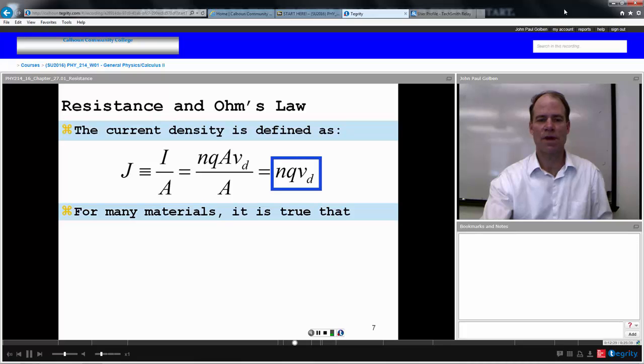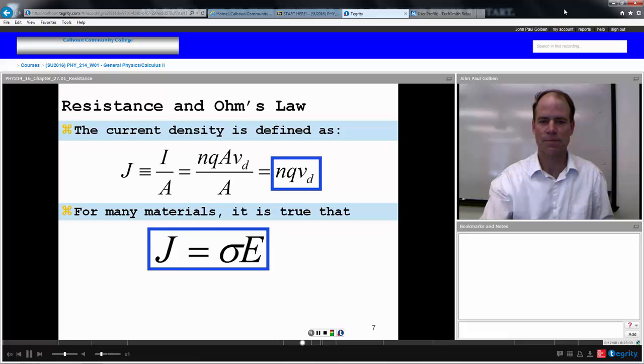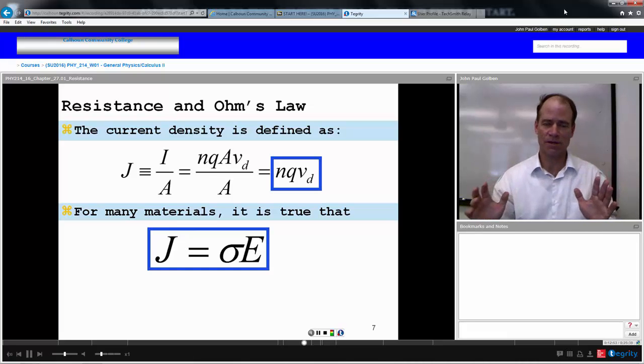It turns out for many materials that the current density, which we designate by J, is equal to another constant which we call the conductivity, designated by sigma, times the electric field. So the current density equals the conductivity times the electric field. This statement is the electrodynamics statement of Ohm's law. If you take a course in electrodynamics after this one, you will probably see this kind of statement used a lot in that course.